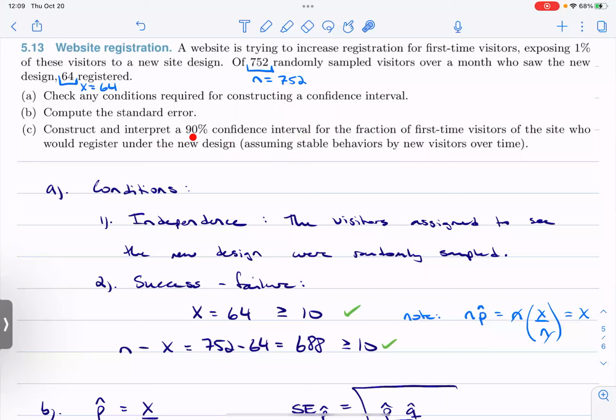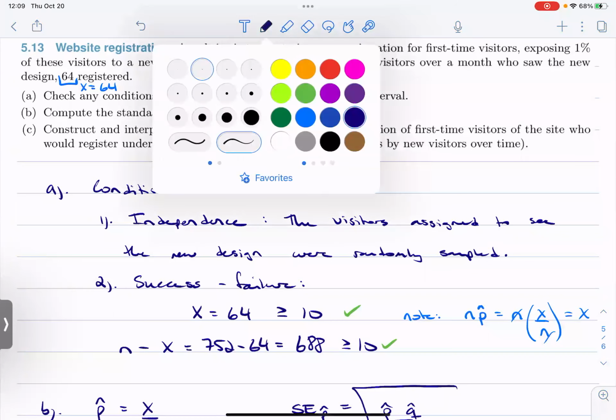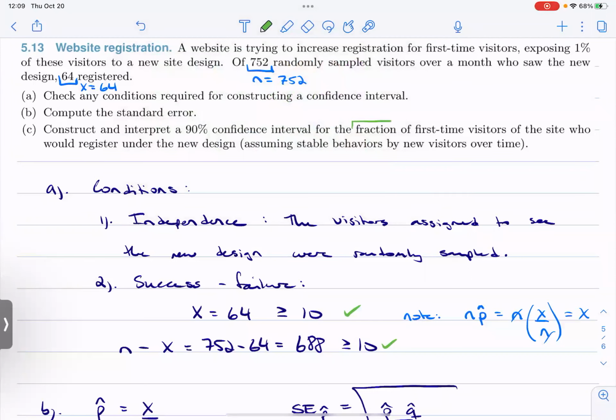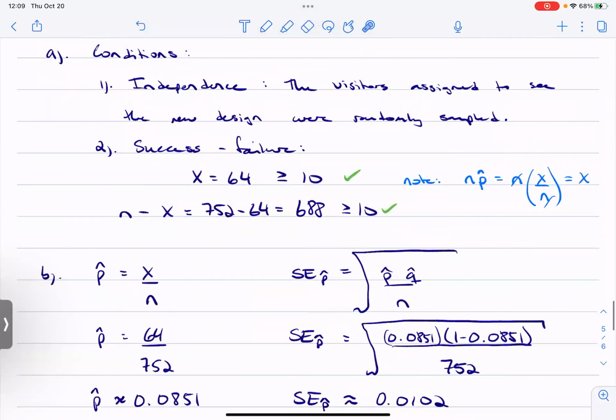Okay. So we want to make a 90% confidence interval for the fraction. Now a fraction is a proportion, right? Just another decoy. For the proportion of first-time visitors of the site who would register under the new design. We're going to parking lot that and use it in our interpretation. But for now, let's plug and chug and find the 90% confidence interval.